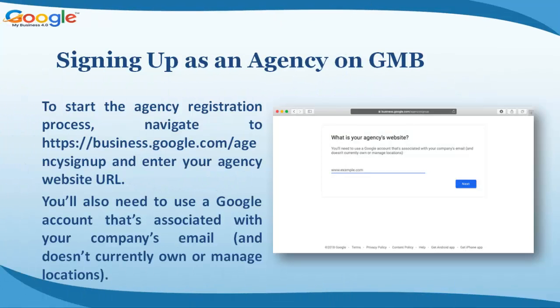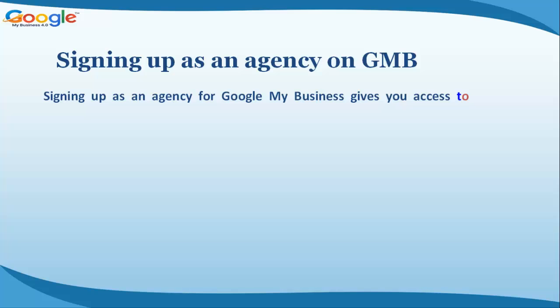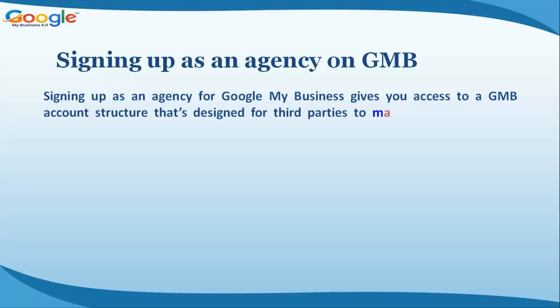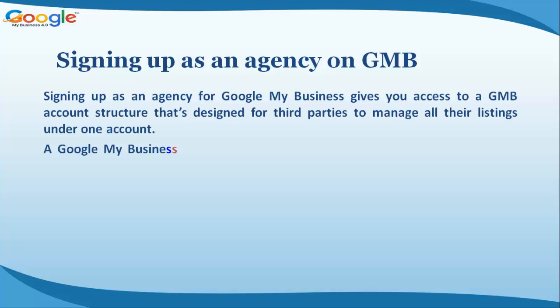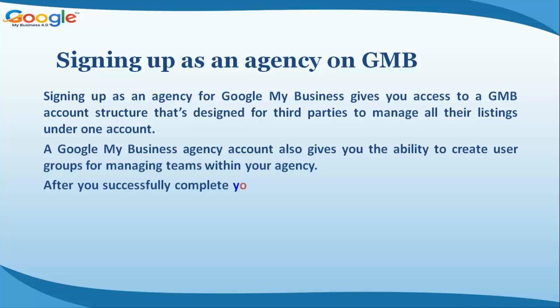Signing up as an agency on GMB. To start the agency registration process, navigate to business.google.com/agency signup and enter your agency website URL. You'll also need to use a Google account that's associated with your company's email and doesn't currently own or manage locations. Signing up as an agency for Google My Business gives you access to a GMB account structure that's designed for third parties to manage all their listings under one account.